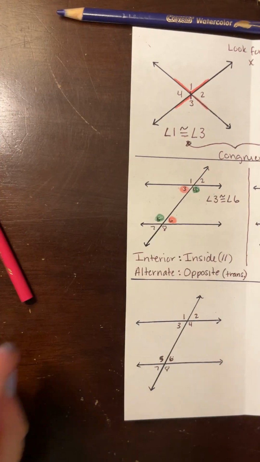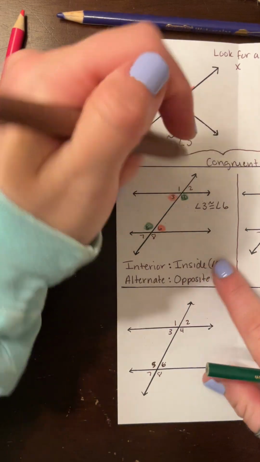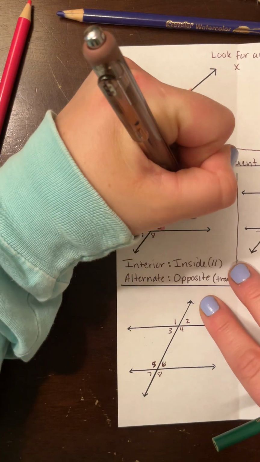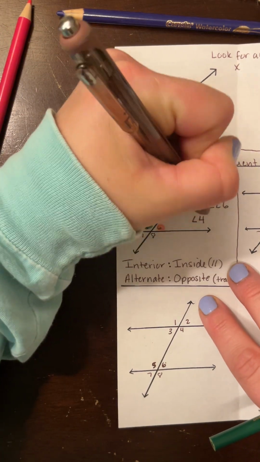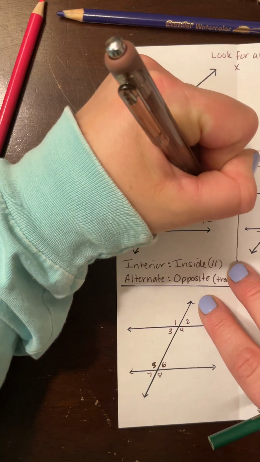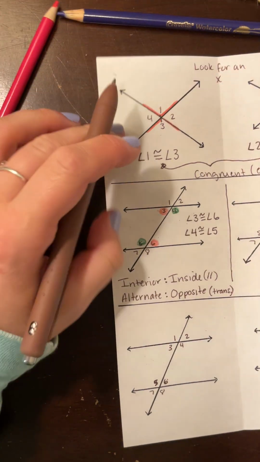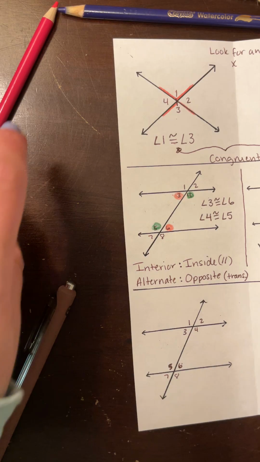So these are, again, alternate interior angles. And again, they're on the left side of the paper, so they're congruent. So we can write angle 4 is congruent to angle 5 because, again, they're alternate interior angles.